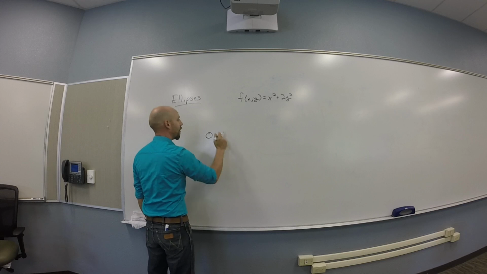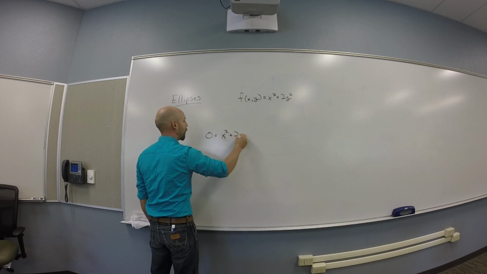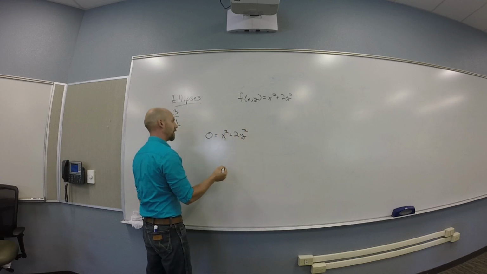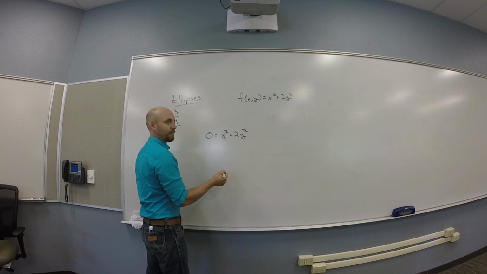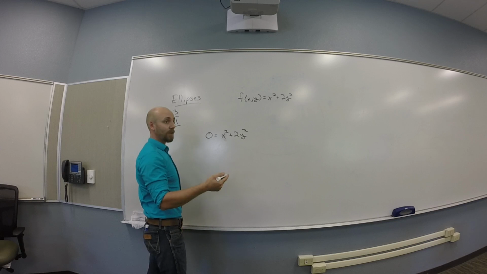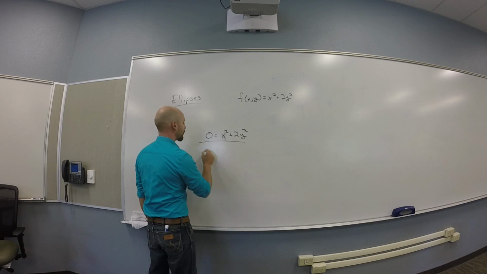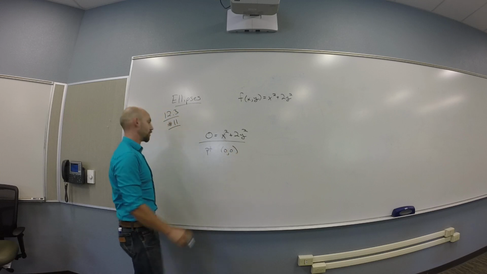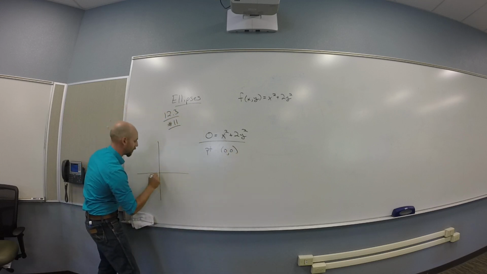Okay, so if I set 0 equal to x squared plus 2y squared, what do you get? 0. Yeah, they both got to be 0, right? So out of this, you just get the point 0, 0. So maybe over here, I'll draw my level curves, and I'm just doing a point.